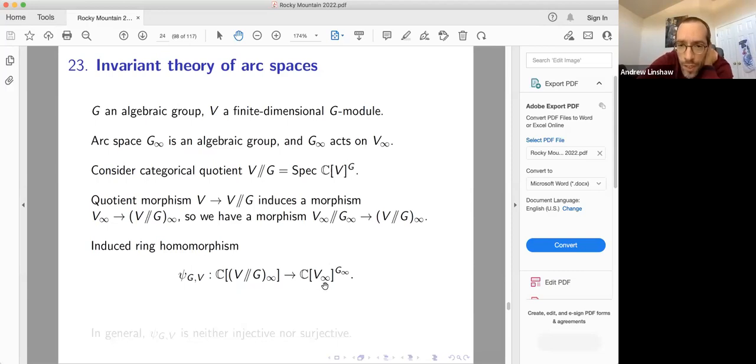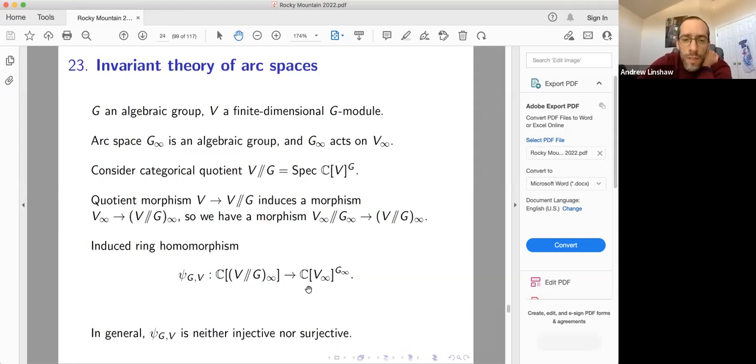C[V infinity]. V infinity is a big flat affine space. So this means the G infinity invariants in this large polynomial algebra. There is a map from the ring of invariants. Well, if I take the ring of invariants and then take the arc space, there's a map in this direction. So this homomorphism is what I'd like to understand. In general you always have this homomorphism, but it's neither injective nor surjective.